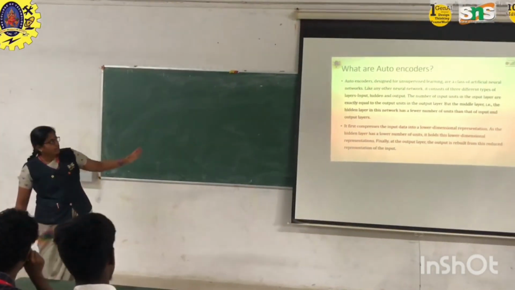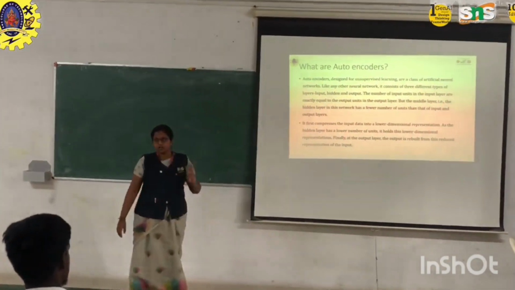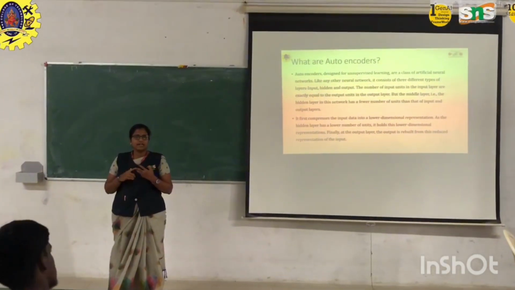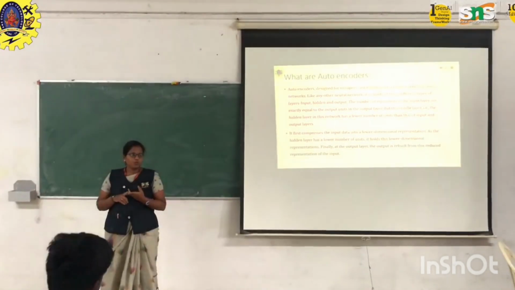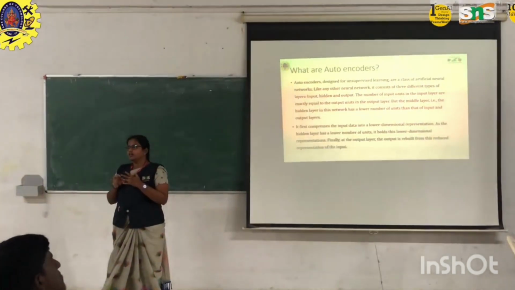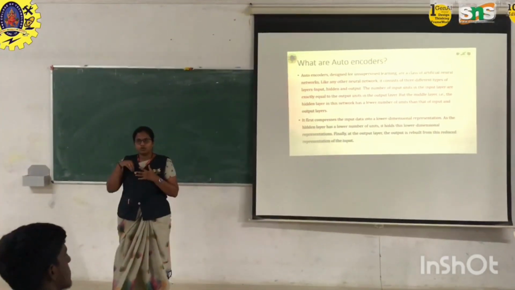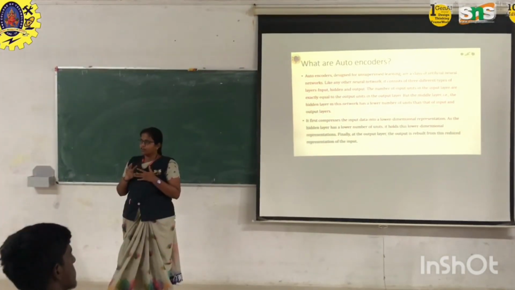Okay. We have 3 layers. The first one is input, second one is hidden, and third one is output. The number of input layers is equal to the number of output layers, because whatever amount of input we give, we get output of that same size.